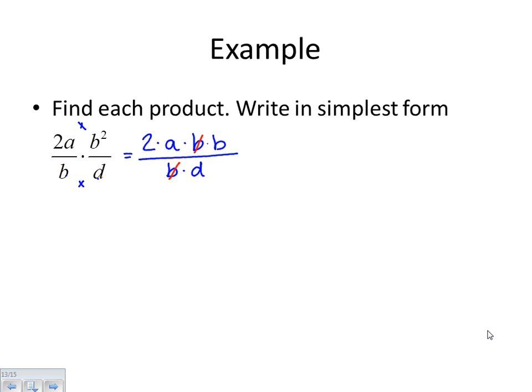Now, is there anything else that I could simplify just looking at this problem? Well, in this case, no. There's nothing else that I can cross-simplify. The only ones that are in common are these b's. Okay, so we cross those out, and now to write it, I write 2 times a times b all over, well, we only have d left, so all over d, 2ab over d.